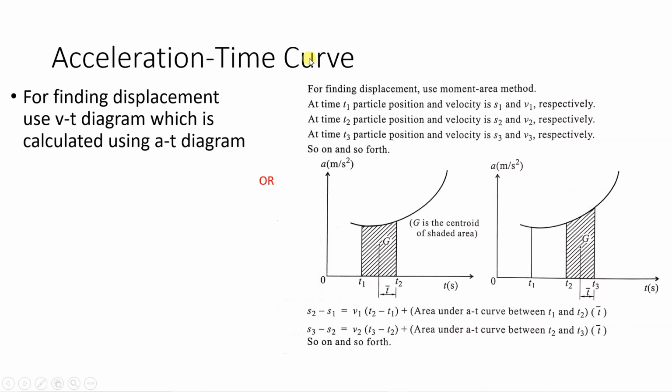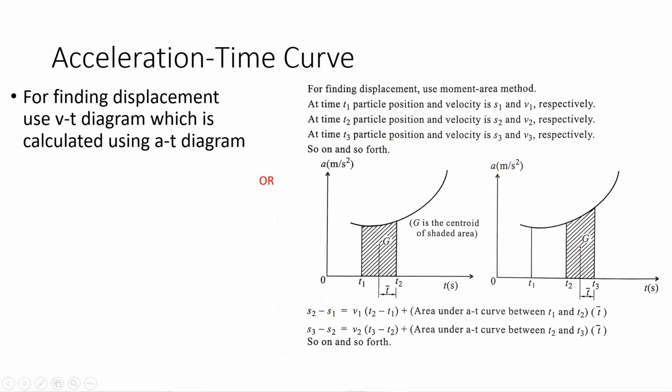So acceleration is equal to velocity into the slope of the vs diagram. If the acceleration time diagram is given and you have to find the change in displacement of the point, in that case you have two options. One is from the acceleration time diagram you draw the Vt diagram, and from the Vt diagram you compute the displacement. This is one method. The second method is directly from the acceleration time diagram, shown over here, acceleration versus time, you can calculate the change in displacement.